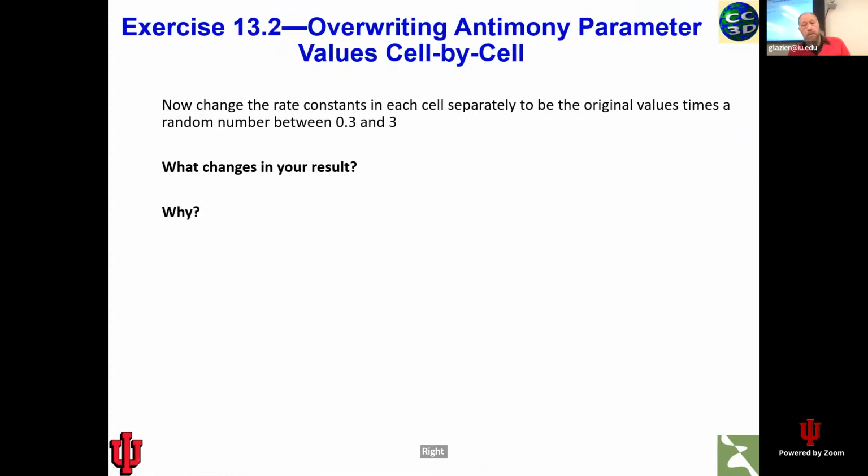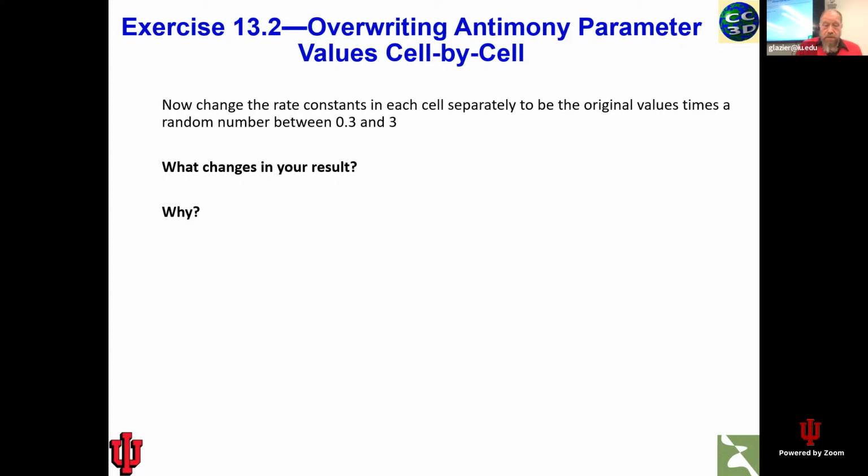All right. So now that you've done that, your next assignment is to change the rate constant in each cell, the K1, to be its original value times a random number between 0.3 and 3. And do that in the start function.